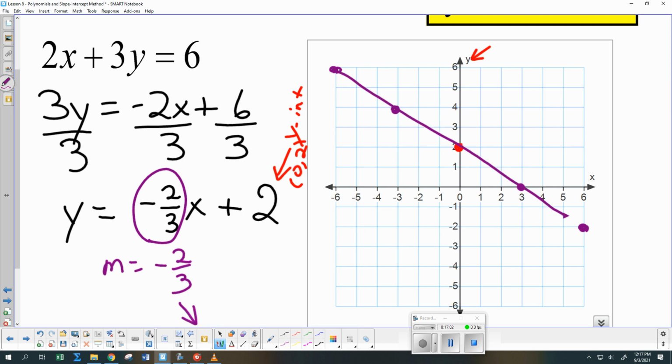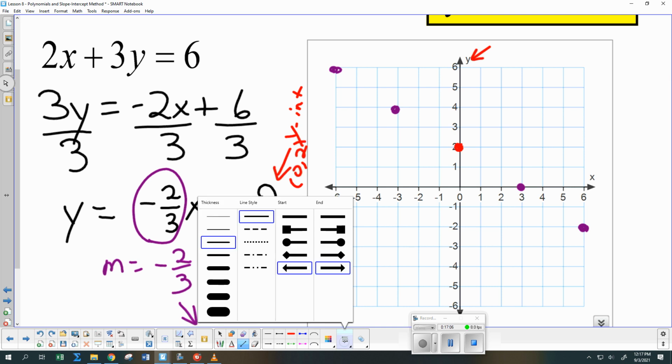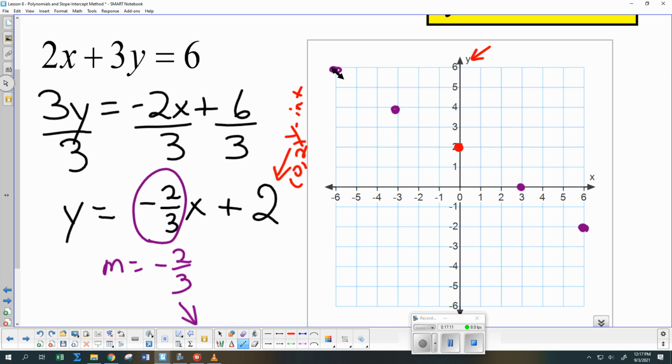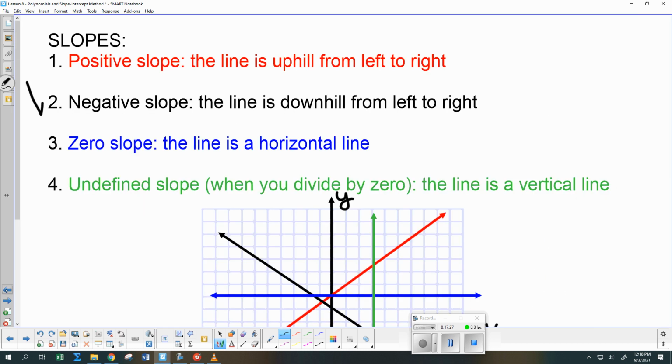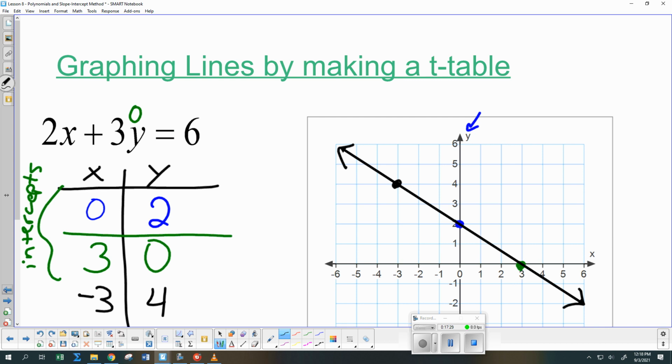And I thought I clicked on that to do the line. There we go. And arrows on both ends. And does that look like the line we just drew with the same equation, with the table of values? Just to double check. Yep, looks pretty much the same to me.